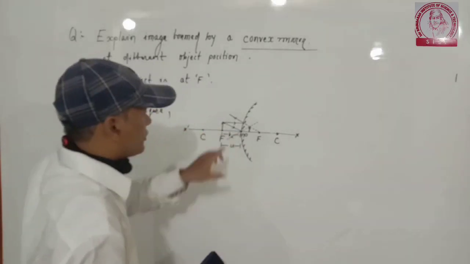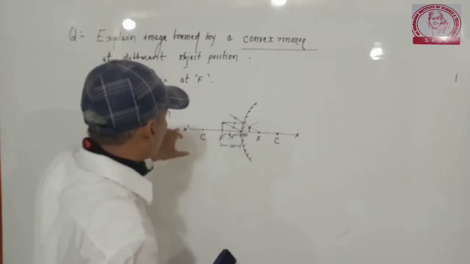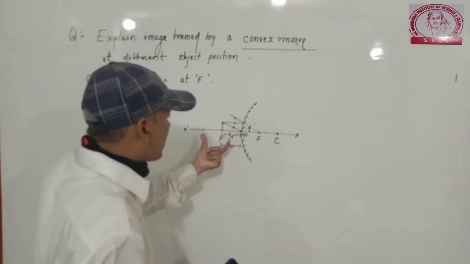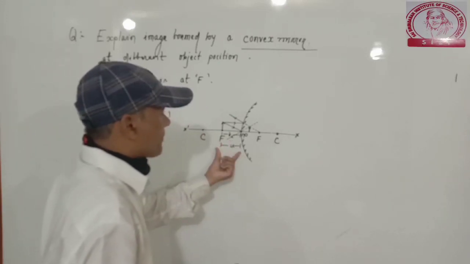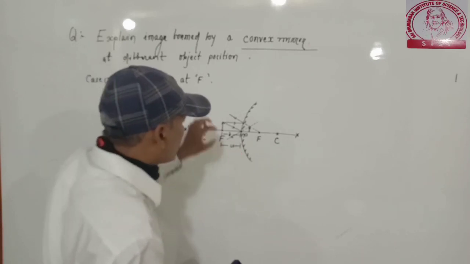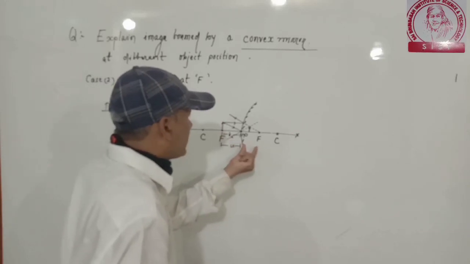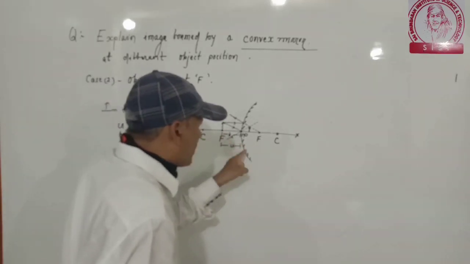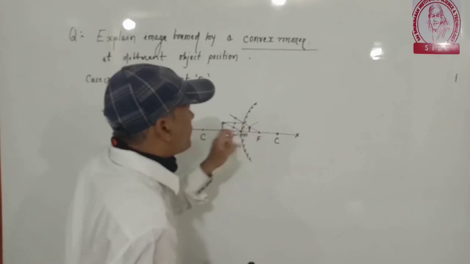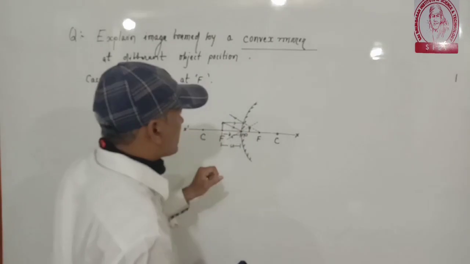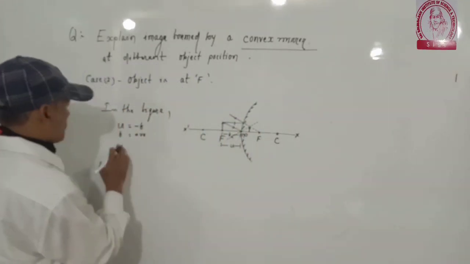But here the object is situating in negative axis. That's why the object distance is taken as negative. And the rays are divergent in nature, so the focal length is taken as positive, because the principal focus, which helps to form the image, is behind the mirror. So F is positive.